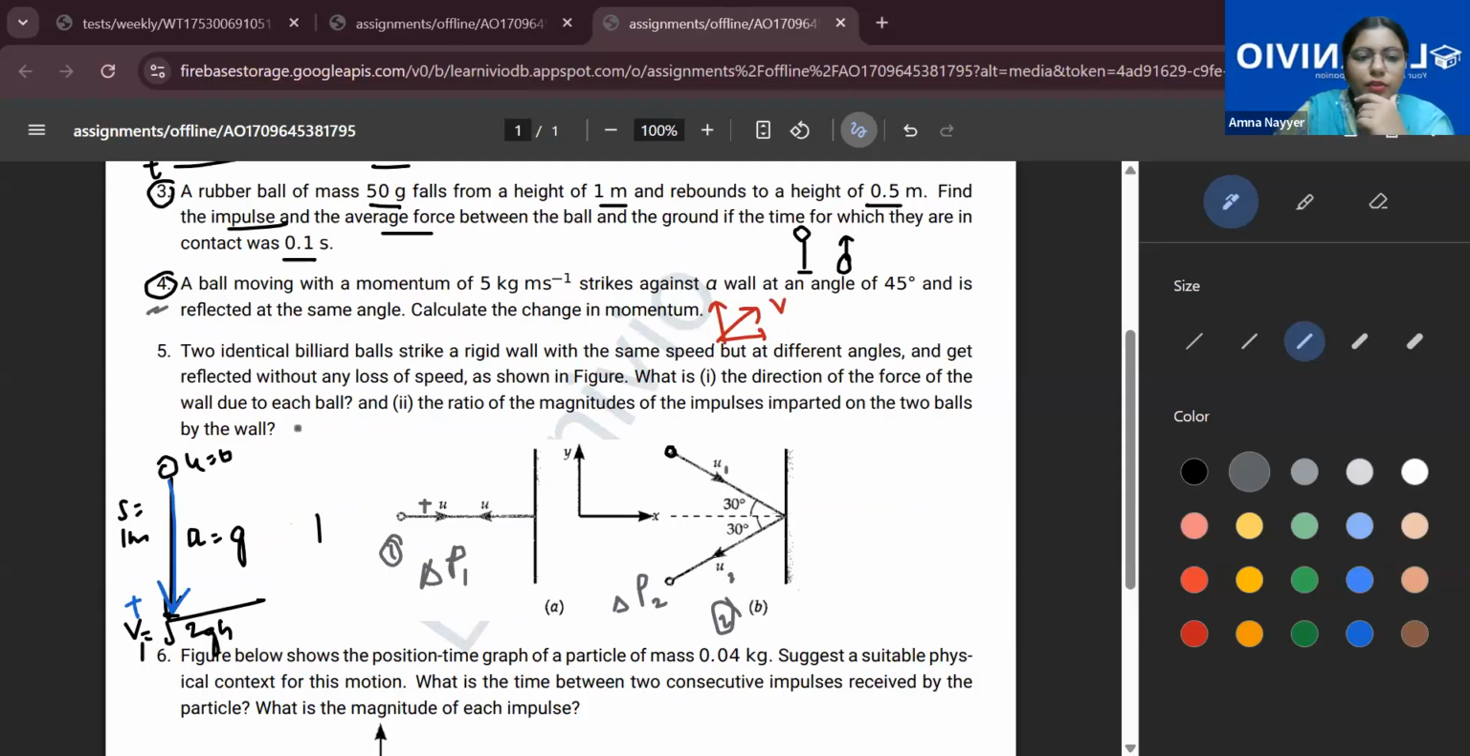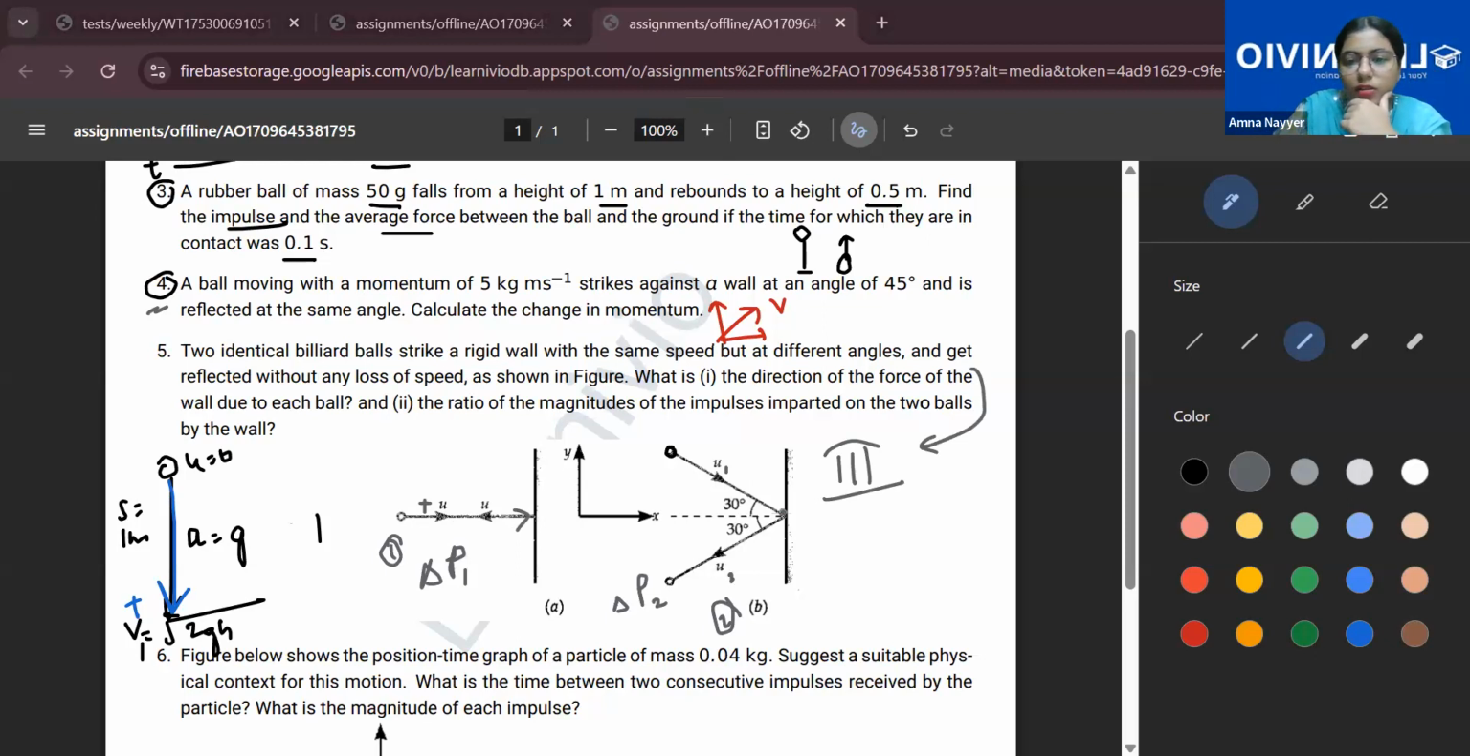What is the direction of the force of the wall due to each ball? See, direction of the force of the wall means your Newton's third law. If the ball is exerting a force, let's say here the ball is exerting a force towards the right, then the wall will exert a force of exactly the same magnitude towards the left on the ball. So this question is based on Newton's third law.